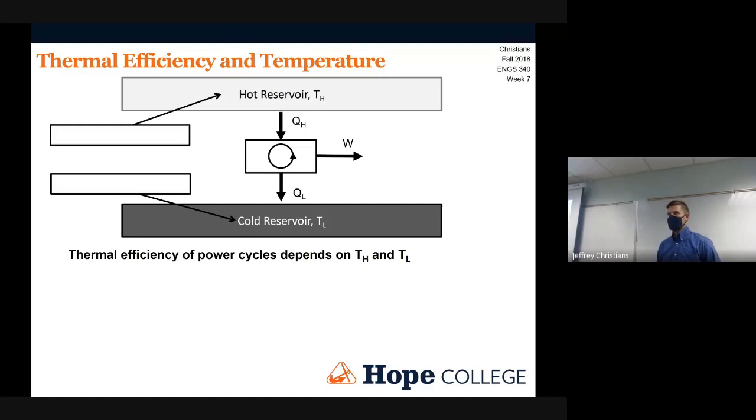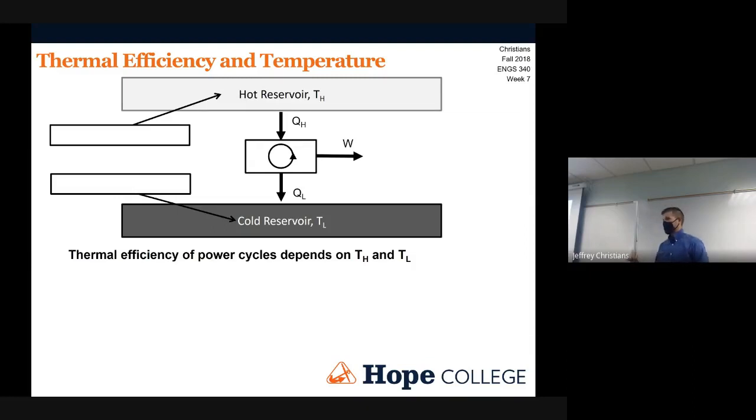Okay. So for the last 20 minutes or so, I want to shift gears a little bit and talk about some real systems. What we've found so far, hopefully you've seen this and questioned it at least a little bit, is we have a cycle like this. We've been focused on what's inside this black box with my little circle around it. But essentially we have heat going in, waste heat leaving, and work coming out.